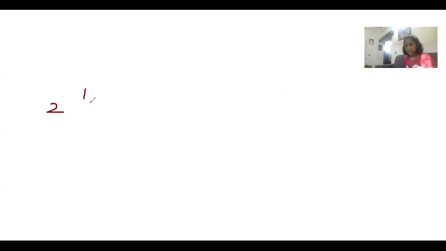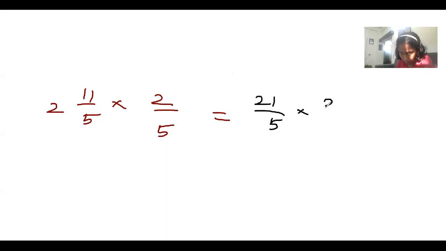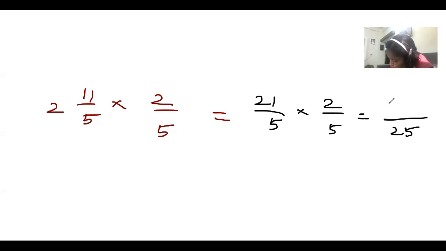Can you quickly tell me the answer for this? Yes, ma'am. Okay, 1 minute, I have to write it down. No problem. Then the 7 will be 21. 21 by 5 into 2 by 5. It will be 25. I'm sorry, the denominator is 25. 42 by 25. Yes.